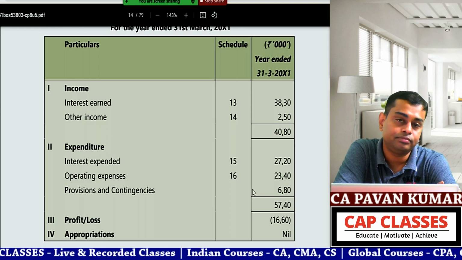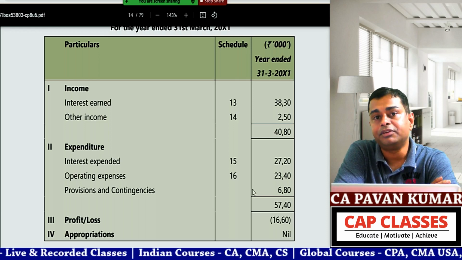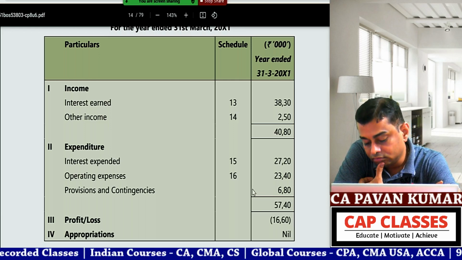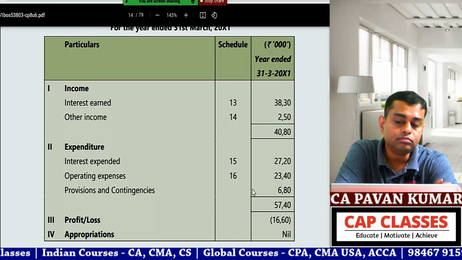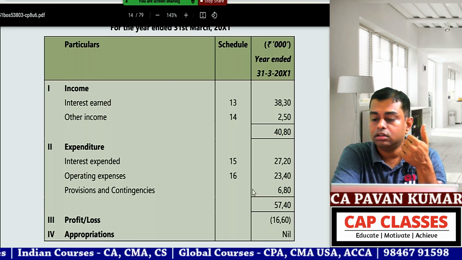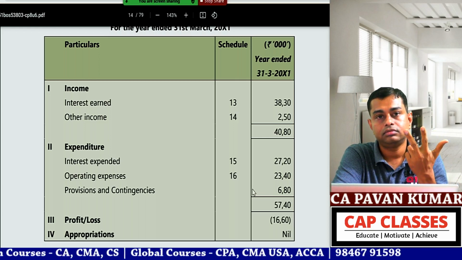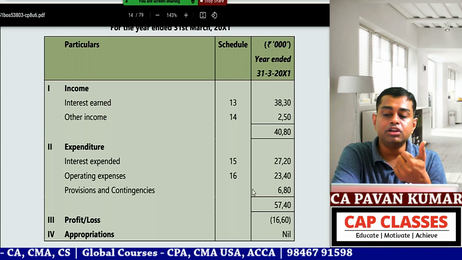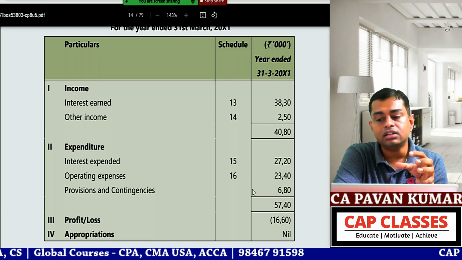Working note 3. What is working note 3? Investments. Investments of a bank are classified into how many categories? Three. What are they? Held till maturity, held for sale, held for trading. Held till maturity is long term, and you will value it always at cost.